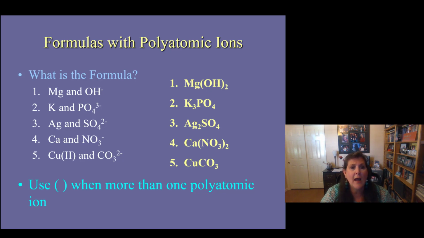All right, let's try number 3 and 5. Number 3, silver, if you remember, is a plus 1. Sulfate is a minus 2. So we have 1 minus 2. That doesn't add up to 0. I need 2 minus 2. So I'm going to need 2 silvers to go with 1 sulfate, SO4 group.